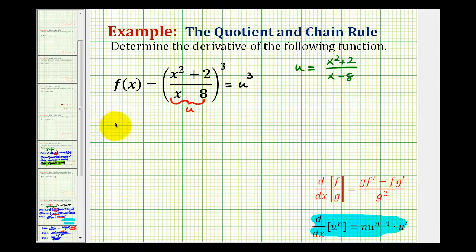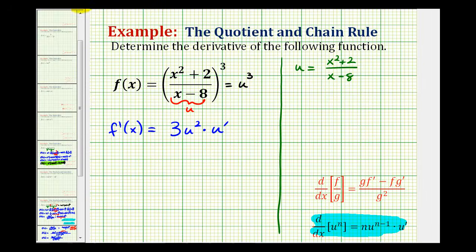So f prime of x is going to be equal to the derivative of u cubed with respect to u, which would be 3u squared, times u prime, where u prime is the derivative of u with respect to x. So this is our derivative, but of course we need to have our derivative in terms of x. So we could substitute this quotient for u, but we still need to determine u prime. So let's go over here on the side and determine u prime.